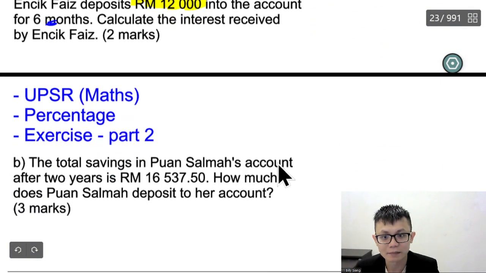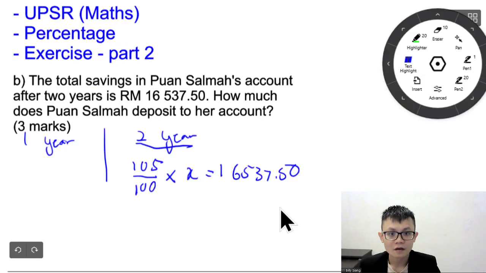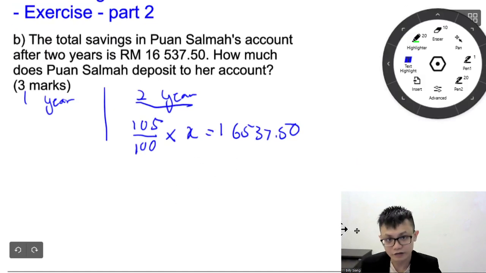Total savings in Puan Sama's account after 2 years is 16,537.50. How much did Puan Sama deposit into her account? For this one, I think it is one of the most difficult questions in UPSR. You need to separate it into the first and second year, correct or not?